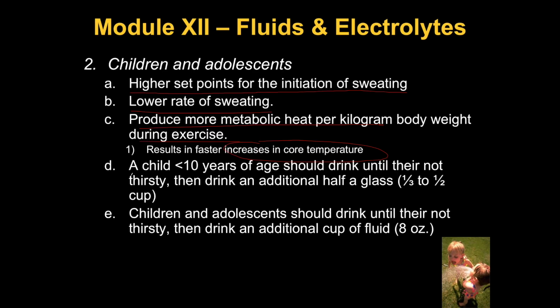For a child less than 10 years of age, it's recommended that they drink until they are not thirsty, and then drink an additional half a glass, 1/3 to a half a cup of fluid.